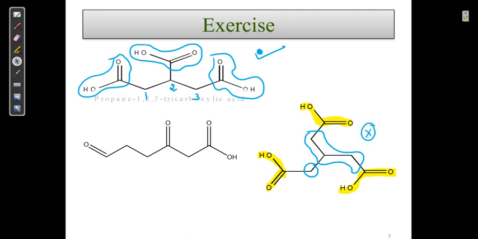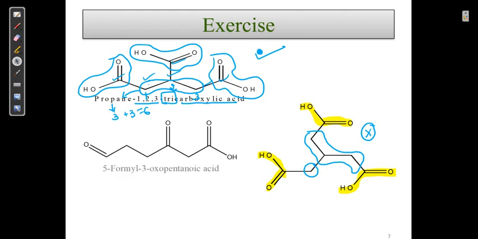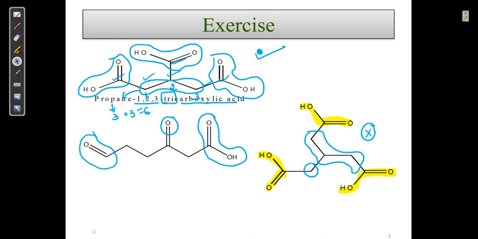So what is the name? This is propane, the word root, 1, 2, 3. Tri, because we have 3 carboxylic acids. Now the propane containing 3 carbons and the tricarboxylic acids 3 carbons, 3 plus 3 is equal to 6. So 1, 2, 3, 4, 5 and 6, is it? In the case of here, there are two different types of substituents, total 3, 1, 2 and 3. So you normally make the mistake of writing 1, 2, 3, 4 and 5.